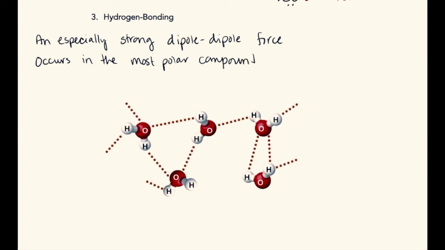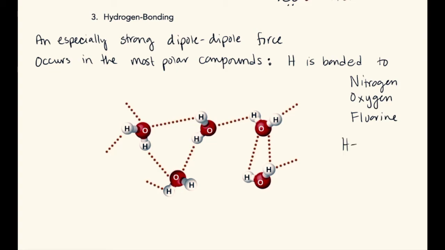And the compounds that can show the hydrogen bonding intermolecular force are compounds where hydrogen is bonded in the molecule to nitrogen, oxygen, or fluorine. So in the molecule itself, you need to see an H-N bond, an H-O bond, or an H-F bond. Okay, that needs to be present in the molecule.